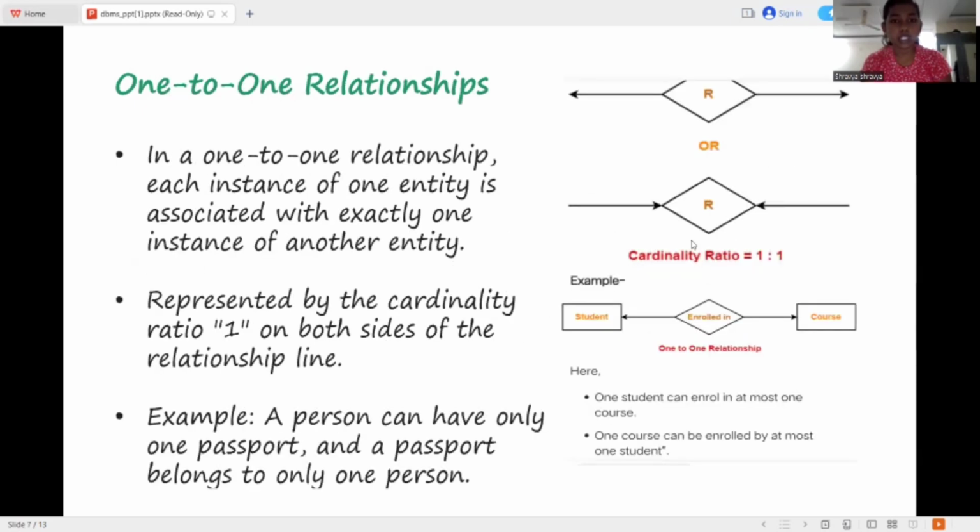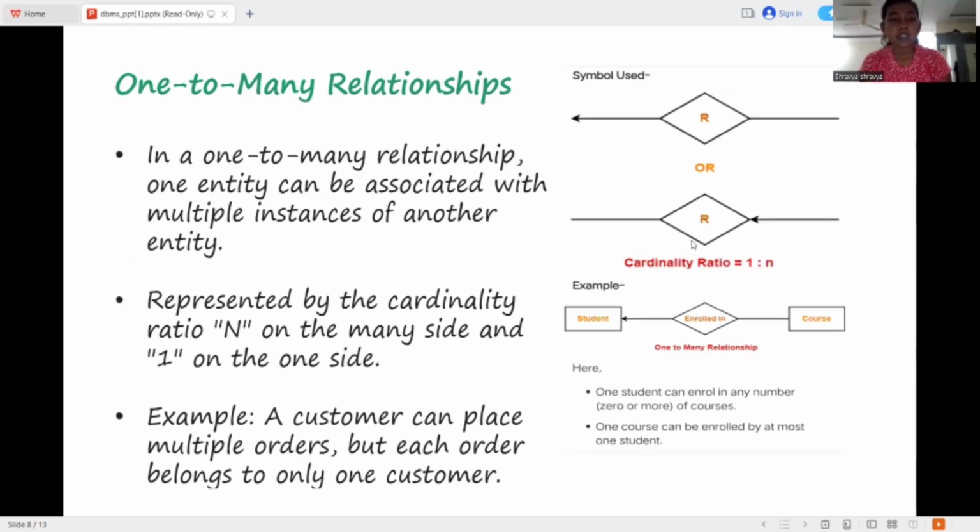First, we have one-to-one relationships. In a one-to-one relationship, each instance of one entity is associated with exactly one instance of another entity. It is represented by the cardinality ratio 1 on both sides of the relationship lines. For example, we have one student and one course here, and we can represent the one-to-one relationship as student enrolled in course. Here, one student can enroll in at most one course, and one course can be enrolled by at most one student.